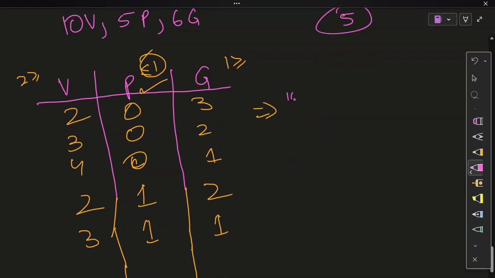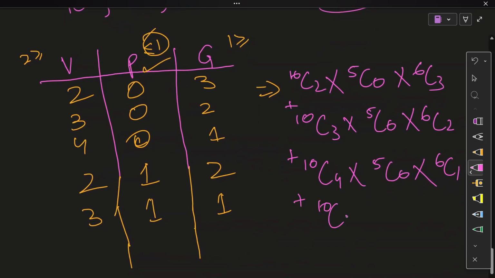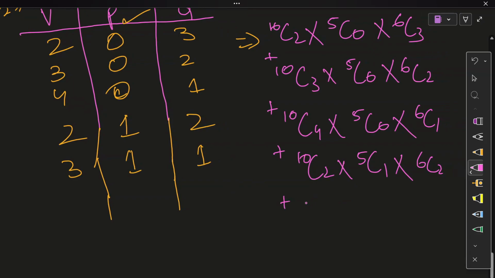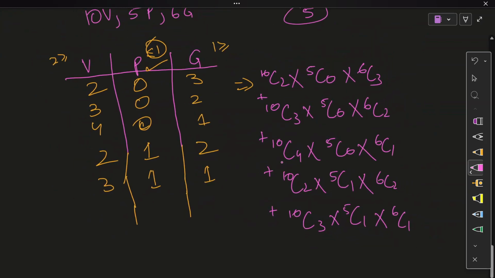How many violinists? 10c2 in the first case into 0 pianist out of the 5 and 3 guitarists. Next we have 10c3 into 5c0 into 6c2. Next we have 10c4 into 5c0 into 6c1. Next we have 10c2, 5c1 and 6c2. There we go. And lastly, we will have 10c3, 5c1, and 6c1. Okay. Yep. That makes sense.